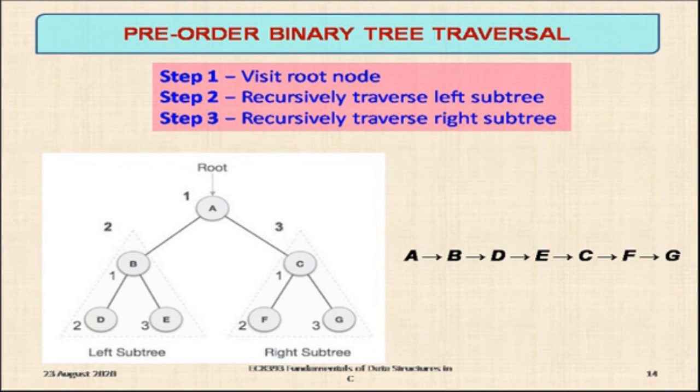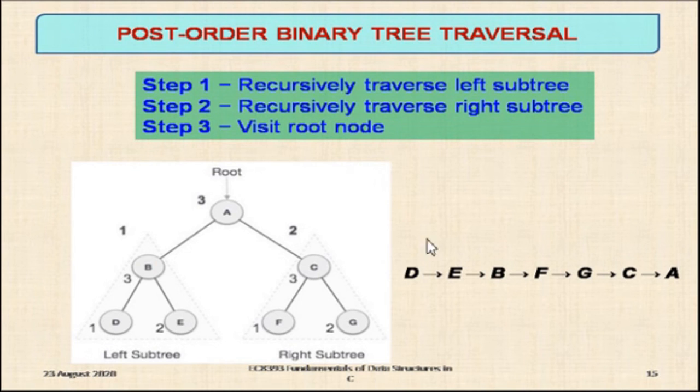Then the third one, post-order binary tree traversal. Here we traverse the left subtree first recursively, then the right subtree recursively, and then the root node. First the left subtree, D; right subtree, E; then visit the node, the third step, B. Then we come to the right side. The second step is this one: F, G, and then the root. The third step is the root. Finally, left is over, right is over, then we visit the root.